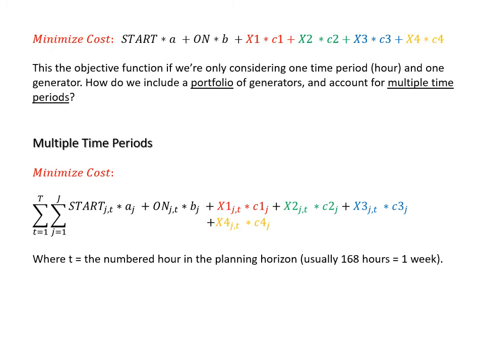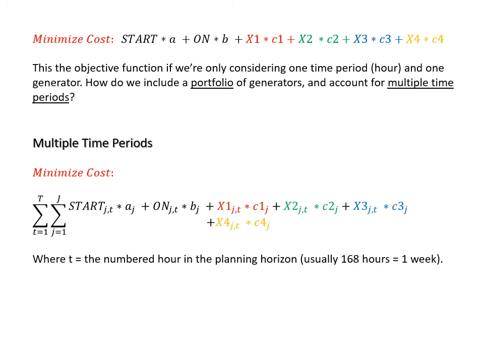And then, as you get closer to 168 hours into the future, that information is going to get better because you're going to be fewer days out and the forecasts are going to be more accurate. So this is just an attempt to incorporate as much information as was reasonably possible into the decision-making process. And so we're adding subscripts on our decision variables, but not our parameters here.